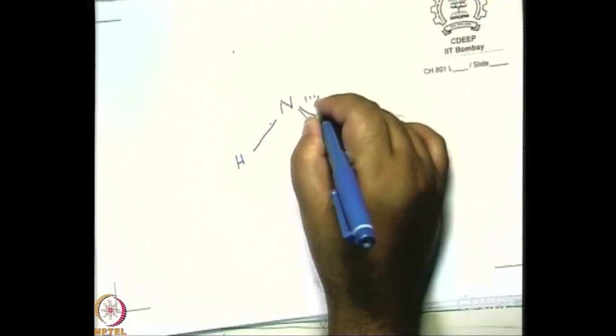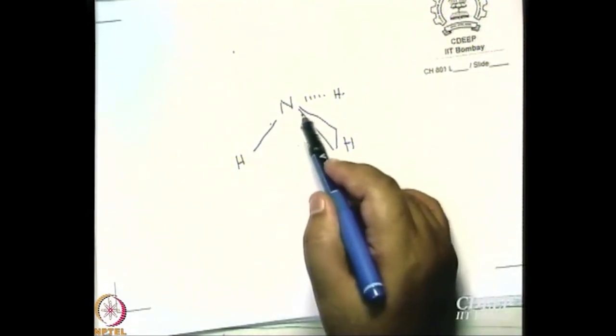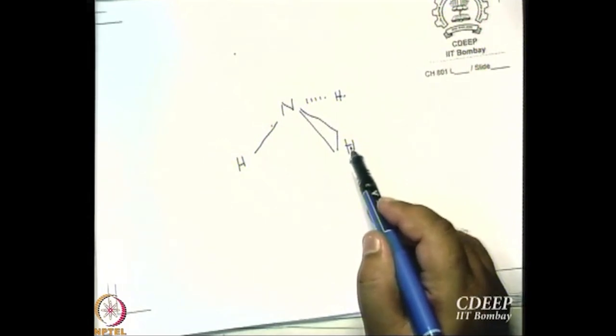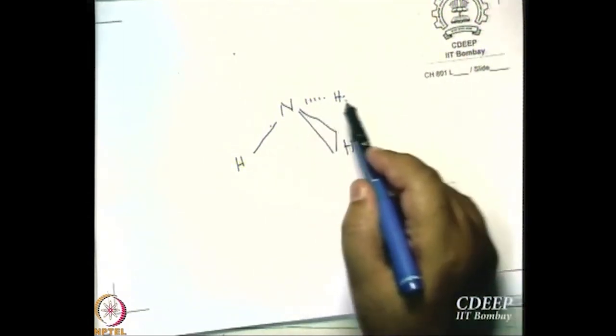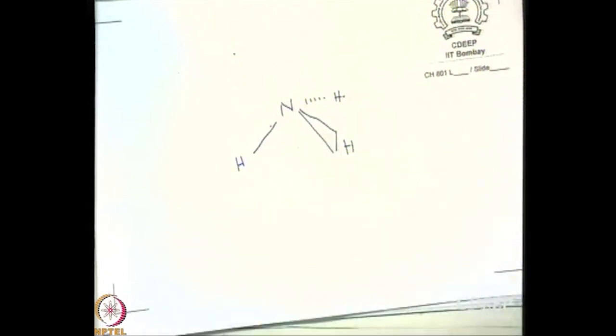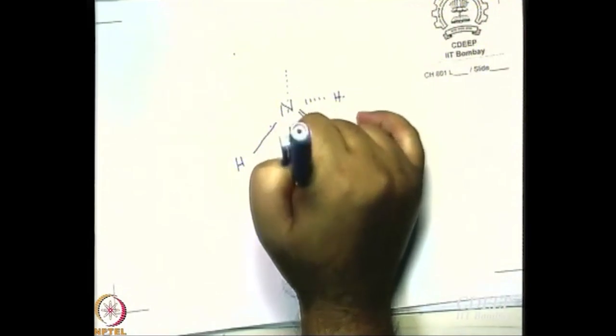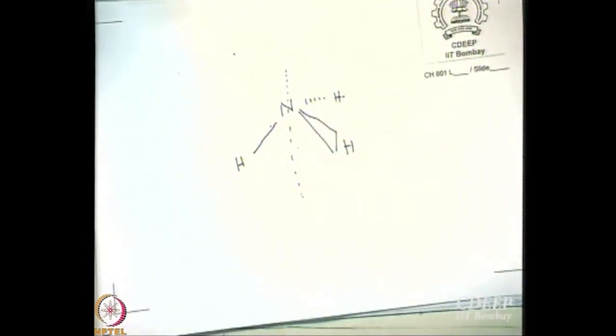This is the structure of ammonia, and I hope you can see it in three dimensions. One bond in the plane of the paper, one bond pointing towards you menacingly, the third bond is scared of you, it is running away behind the plane, right? Now see, you told me that there is a principal axis of symmetry here. What is it? C3. Where is the axis? This is the axis.